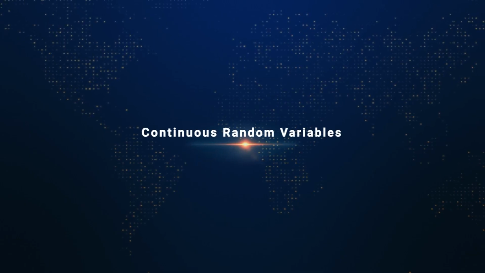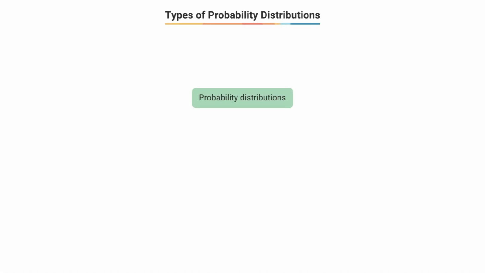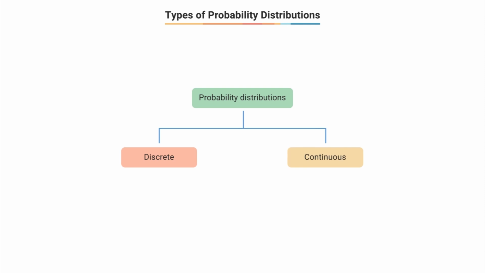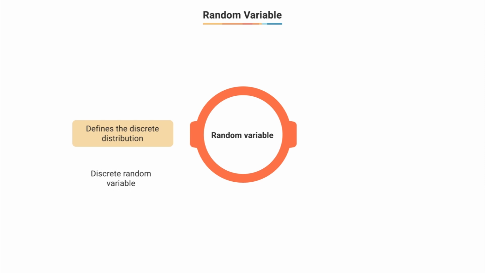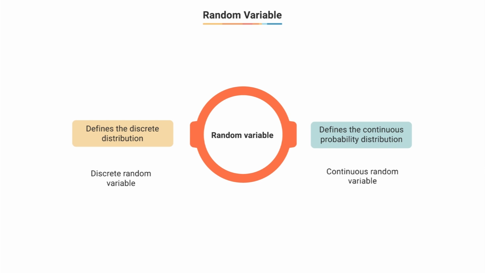Continuous random variables. Probability distributions are of two types. One is discrete and the other is continuous probability distribution. The random variable used to define the discrete distribution is called a discrete random variable, and for a continuous probability distribution, we use the continuous random variable. So let us try to understand what a continuous random variable is.